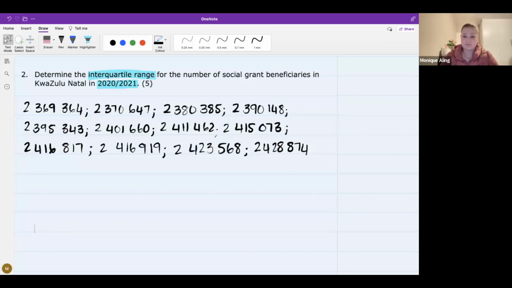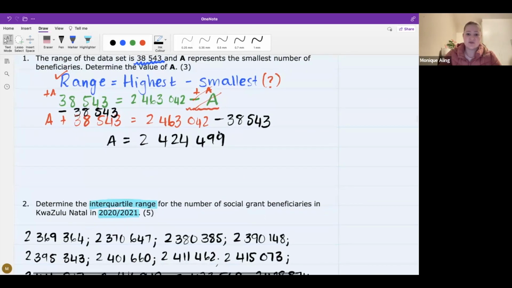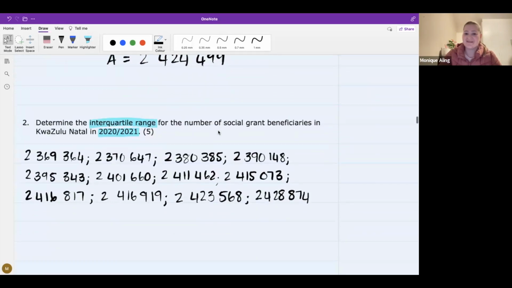Teacher Monique, in the first question, did they ask you to calculate the biggest number or the smallest number of the range? The smallest, which was A. Oh, okay. Thank you.